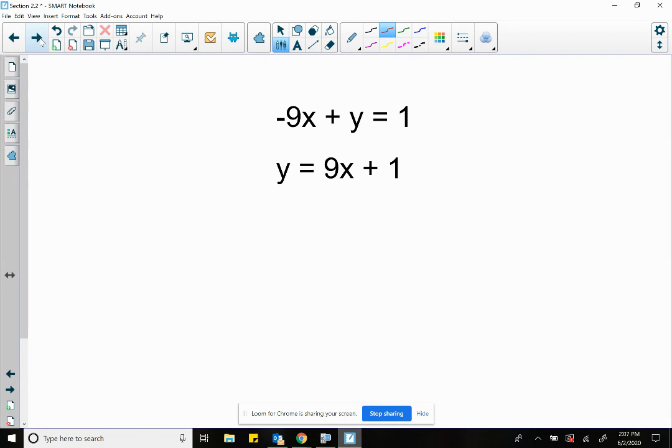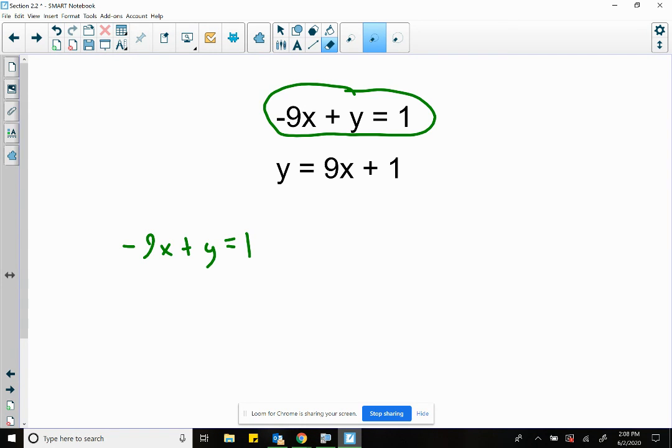Okay. So this is why I gave you those sheets all the way back in 1.1. Okay? Because this guy right here is in standard form. And on those sheets I gave you a way to convert this into slope-intercept using 2 steps. So back from 1.1, I've given you a way to convert this into slope-intercept. So negative 9x plus y equals 1. We need to convert this into slope-intercept because I can't put this in.